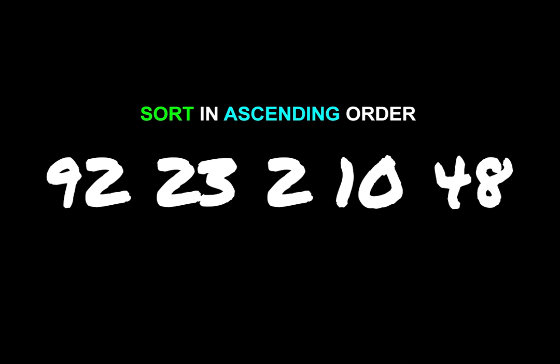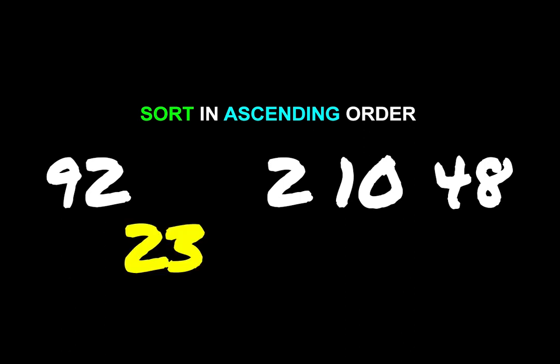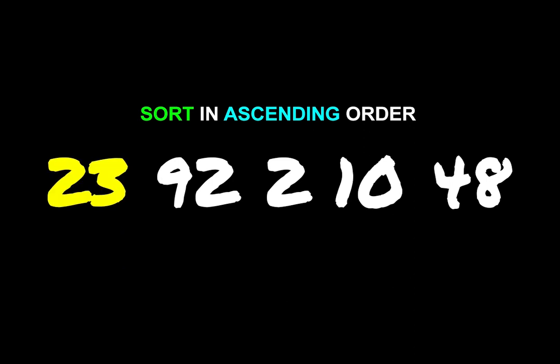Once again, the list contains 5 values: 92, 23, 2, 10, and 48. First, the value stored in the second position of the list, 23, is compared to the value stored in the first position of the list, 92. Since 23 is less than 92, the values are swapped so that the smaller value, 23, takes the lower position. Since there are no other previous values in the list for 23 to be compared to, we move on to the next value to be compared, which is the value stored in the third position, 2.